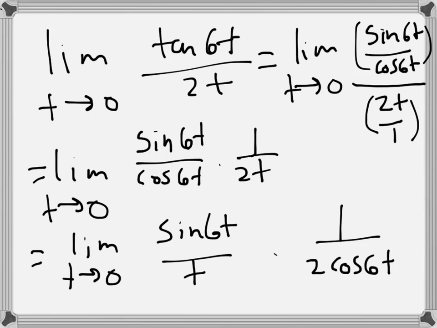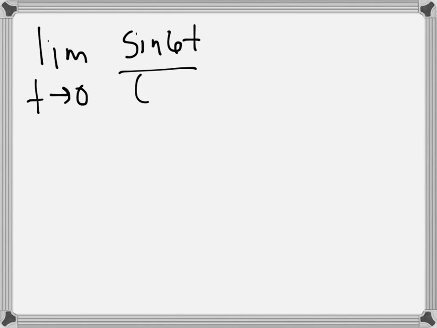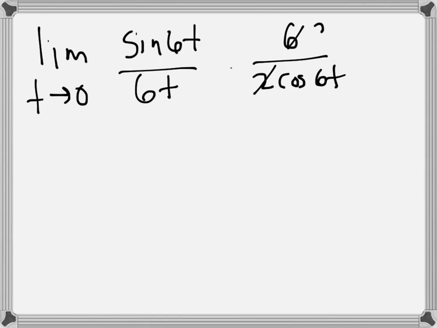Because on the right, that cosine, we know that limit. That one we can work. But sine of 6t really needs to be divided by 6t, not just t. So I'm going to multiply by 6 over 6. And so that's going to give me the limit as t goes to 0 of the sine of 6t over 6t times 6 over 2 cosine of 6t. And of course, we can reduce that 6 to a 3 and get rid of that 2.